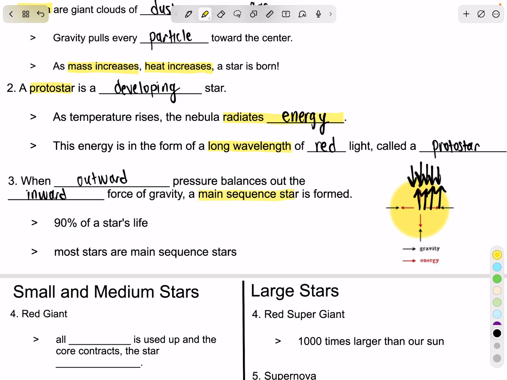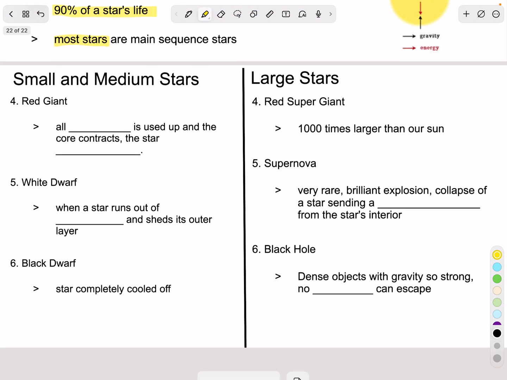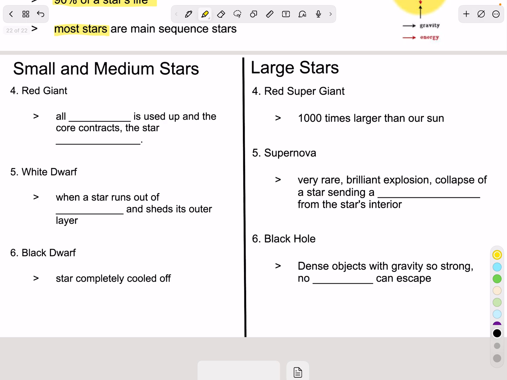And this is 90% of a star's life. So like I said, our sun is currently in its main sequence phase. And this is going to be for a long time. And most stars are in their main sequence phase. And that is why we can see them burn so bright, because of that pressure balancing out and causing that energy to continue to flow. And this is where we decipher between the small and medium stars versus large stars.